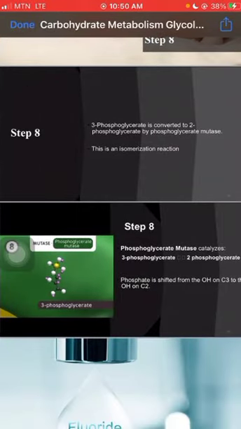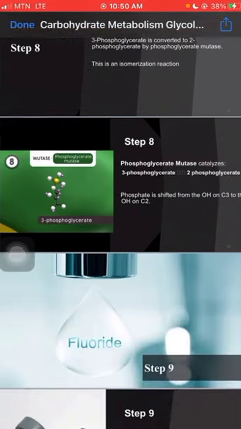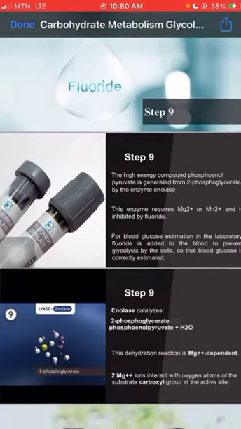Let's move to step 8. At step 8, the 3-phosphoglycerate will be converted to 2-phosphoglycerate, meaning that the phosphate that was on the third carbon will be shifted to the second carbon. So we will get 2-phosphoglycerate in step 8. Put that in mind. Let's move to step 9.